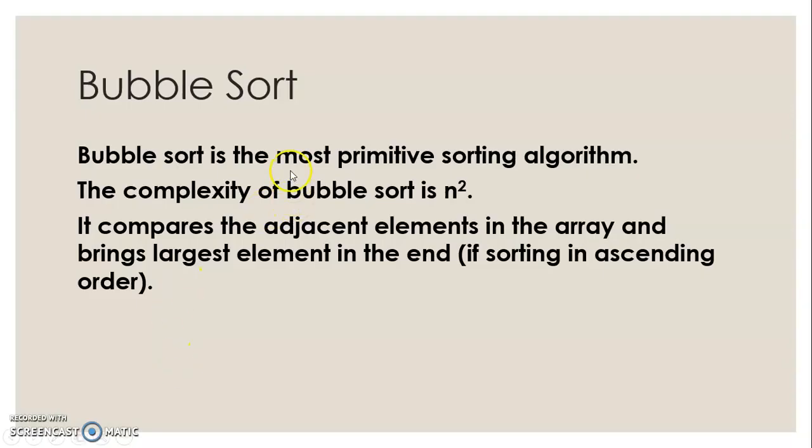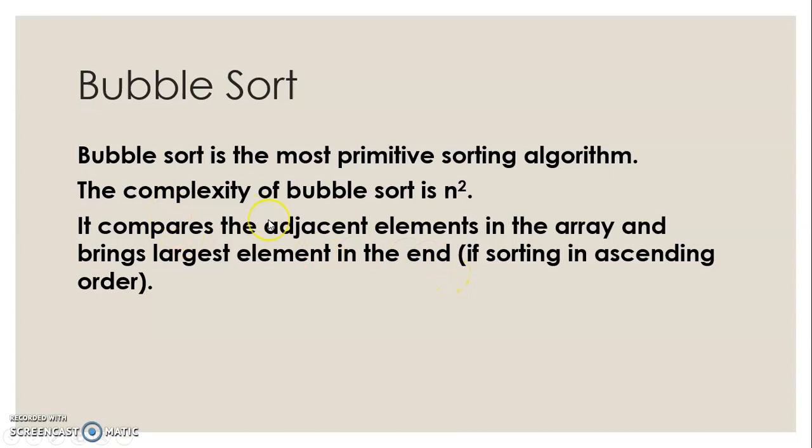Bubble sort is the most primitive sorting algorithm, and its complexity is n square. That is, there are two for loops involved, which will run n times, and it compares the adjacent elements in the array and brings the largest element towards the end of the list.